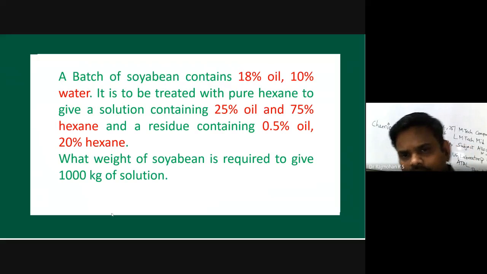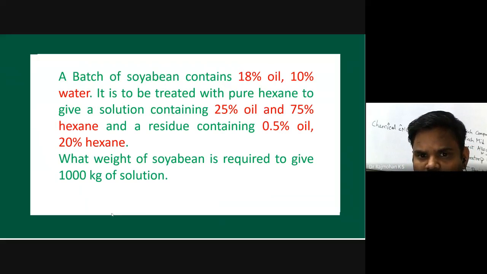Take down this problem. A batch of soya bean containing 18% oil, 10% water. A batch of soya bean contains 18% oil and 10% moisture. It is to be treated with pure hexane to give a solution containing 25% oil and 75% hexane, and a residue containing 0.5% oil and 20% hexane. What weight of soya bean is required to give 1000 kg of solution? So we have to make 1000 kg of solution.